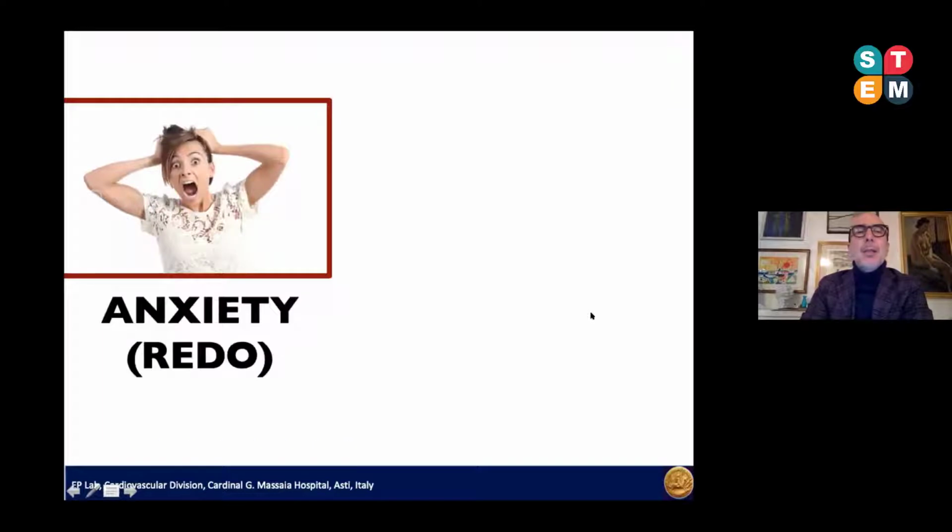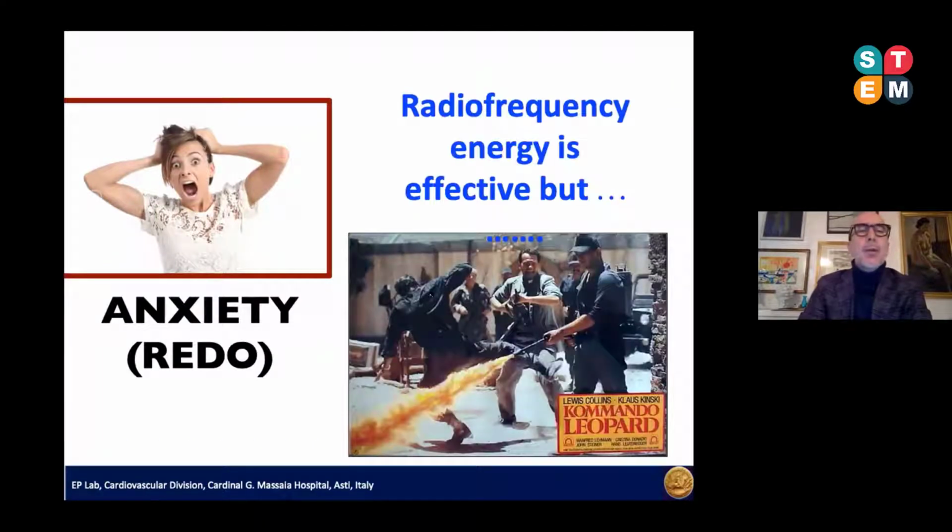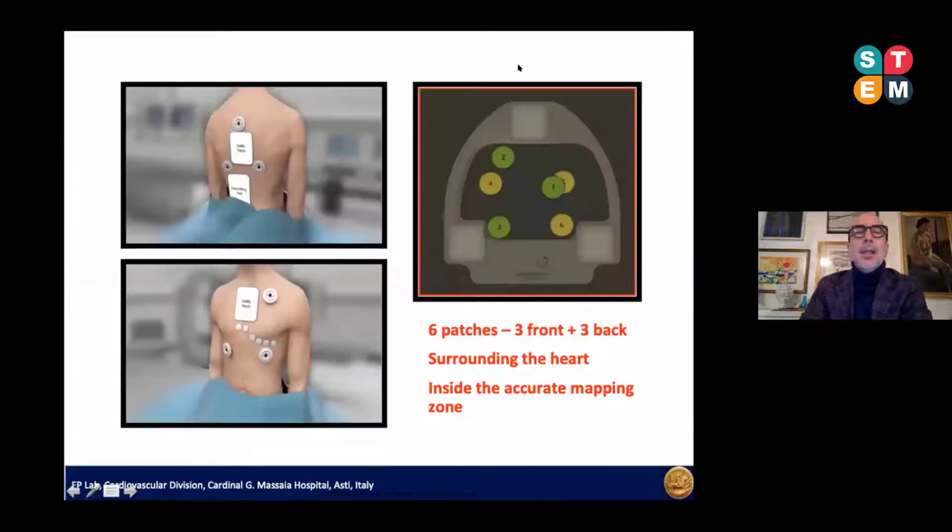And in this case, you also have to face the anxiety very often related to a redo patient, because very often you have to use radiofrequency, which is really effective, but it burns. And burning implies also that during ablation, the patient may have pain as a consequence. And in this case, it's very important to stay still on the bed, because very often we are using some devices, like the electroanatomic mapping system, that needs to have some references with some patches on the skin.